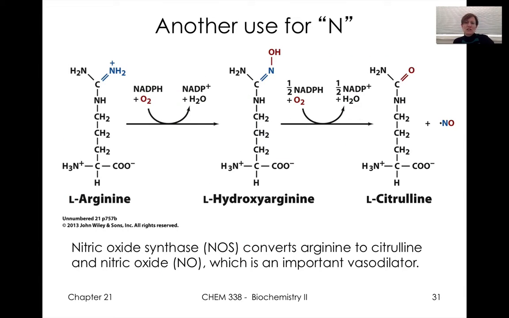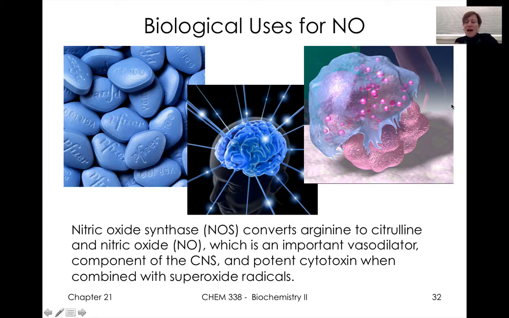A couple of other uses for nitrogen that we'll talk about is the production of nitric oxide. Nitric oxide synthase is going to convert arginine into a couple of intermediates here, but importantly, it's going to generate nitric oxide. And nitric oxide has a lot of important biological implications.